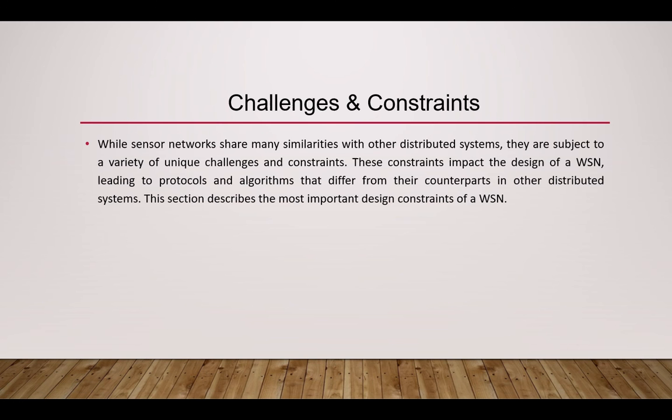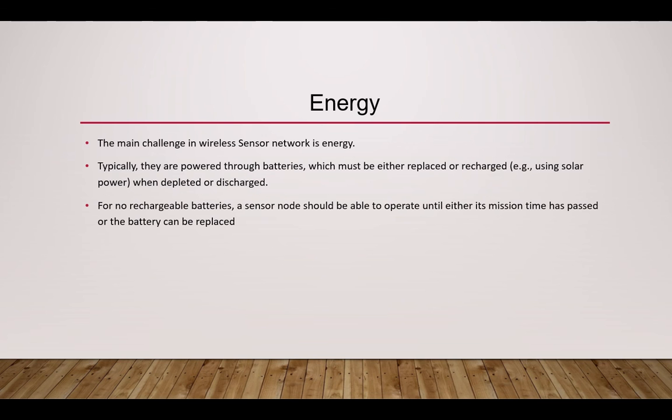Challenges and constraints. While sensor networks share many similarities with other distributed systems, they are subject to a variety of unique challenges and constraints. These constraints impact the design of wireless sensor networks, leading to protocols and algorithms that differ from their counterparts in other distributed systems. This section describes the most important design constraints of wireless sensor networks. Energy is the main challenge of wireless sensor network.